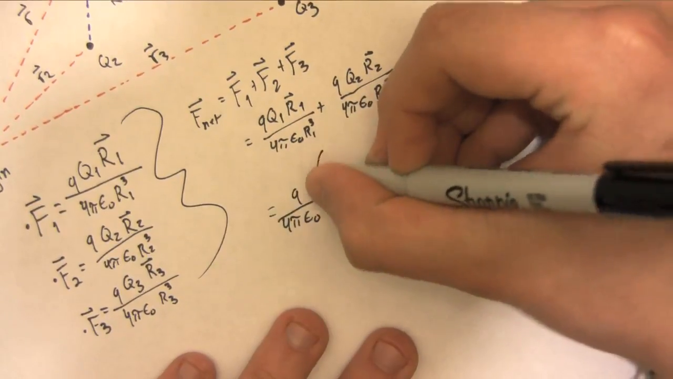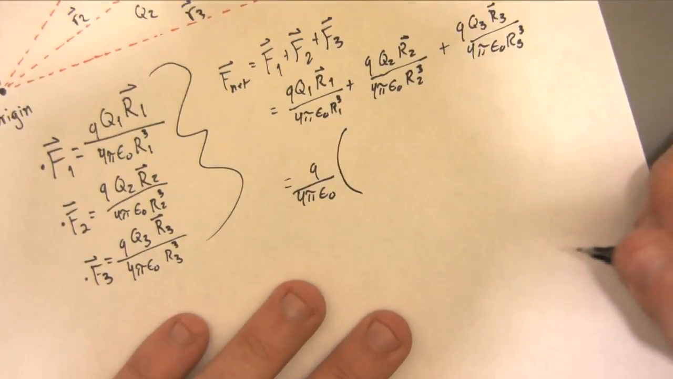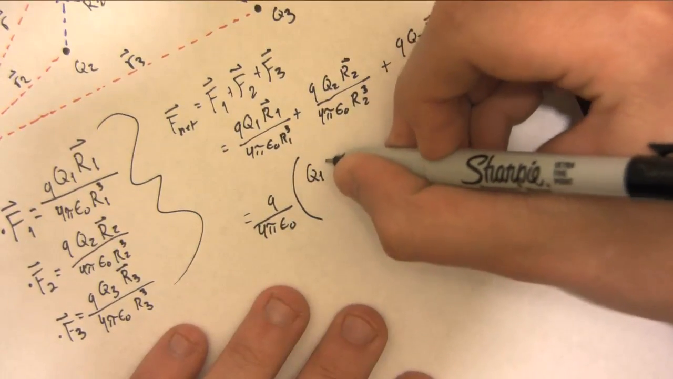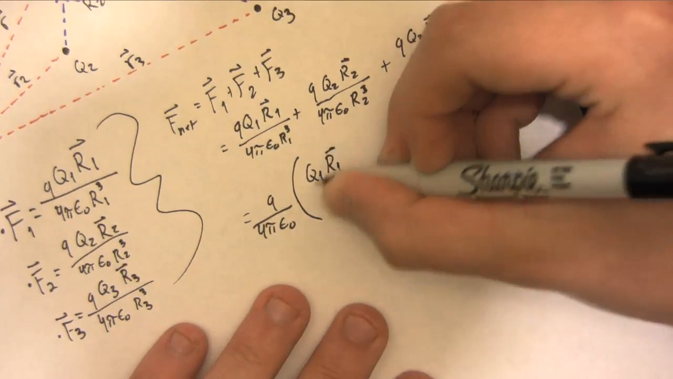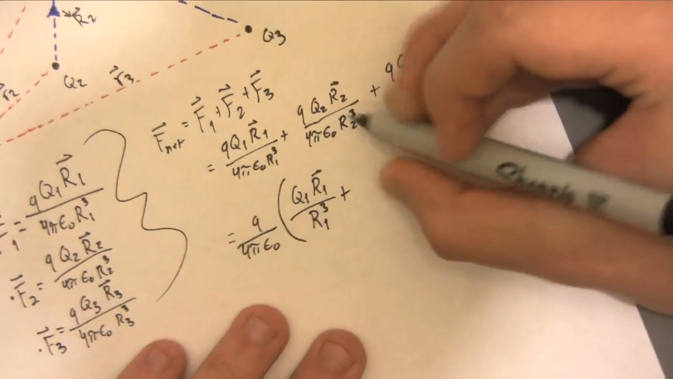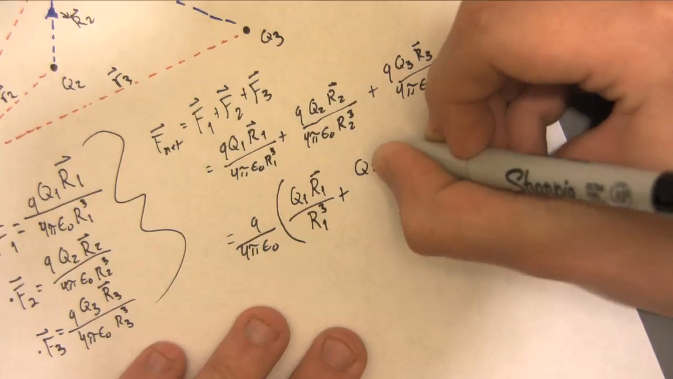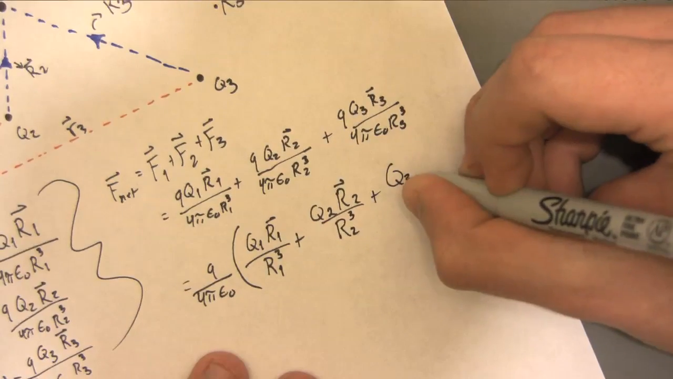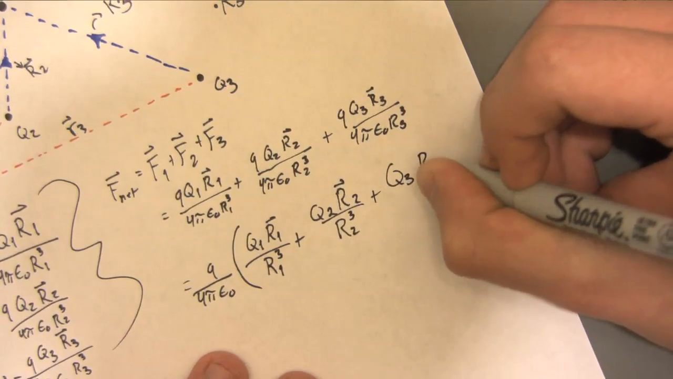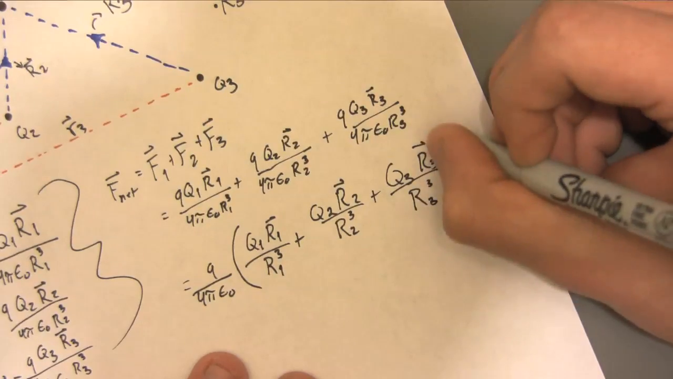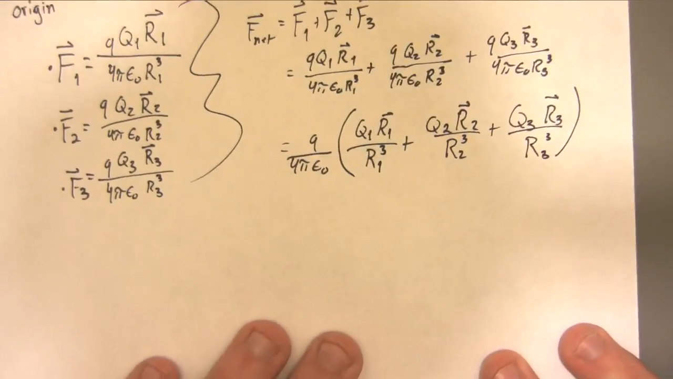So q over 4 pi epsilon naught, in which case we're going to be left on the inside with q1 r1 over r1 cubed, plus q2 r2 over r2 cubed, plus q3 r3 over r3 cubed. So that's what we're left with on the inside.